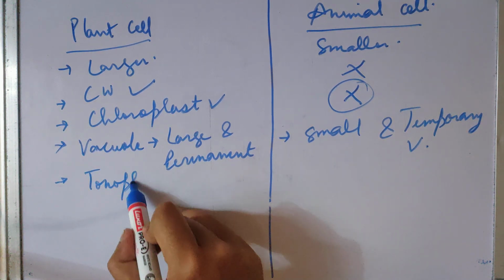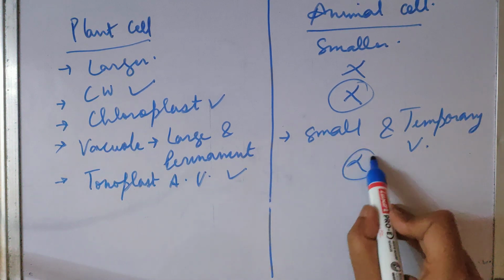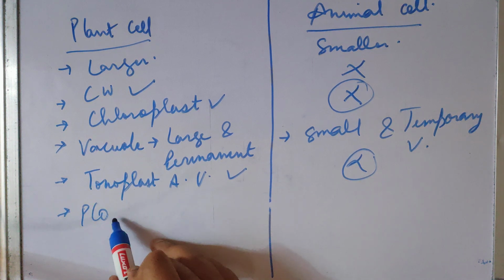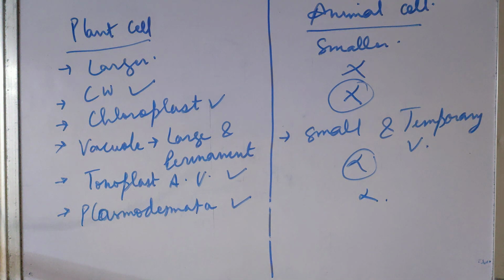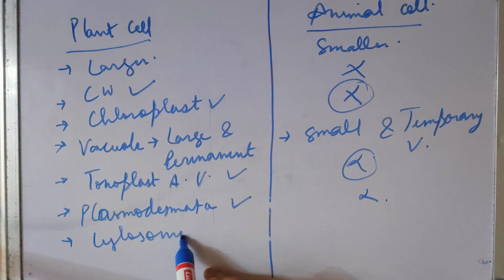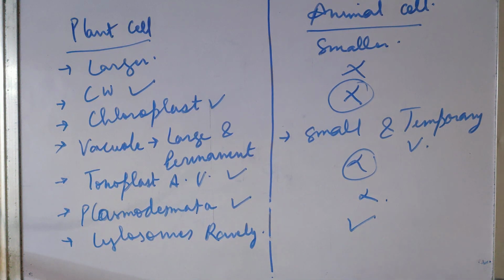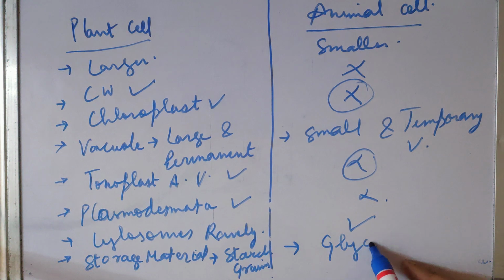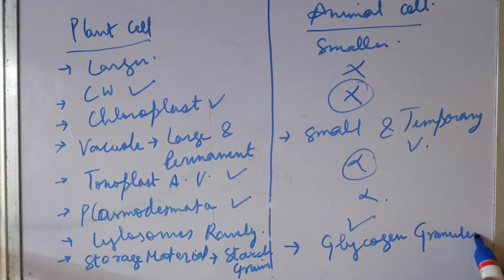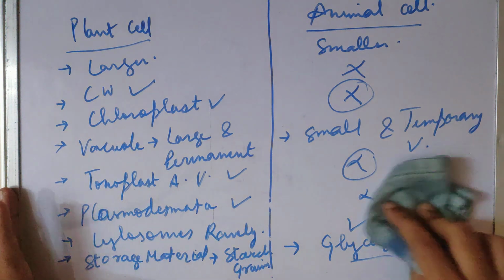We see tonoplast around the vacuole in plant cell, but it is absent in animal cell. Plasmodesmata is present in plant cell, but it is absent in animal cell. Lysosomes are rarely present in plant cell, but they are present in good amount in animal cell. Here the storage material is starch grains. But when you look into animal cell, here the storage material is glycogen granules. So these are the major differences between plant cell and animal cell. Hope all of you understand this.